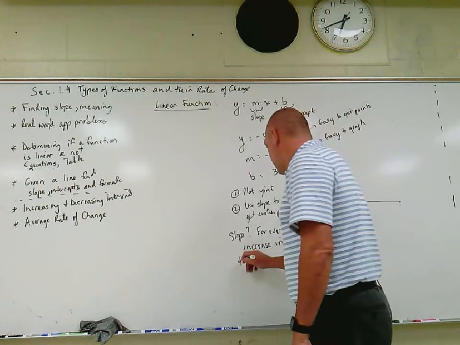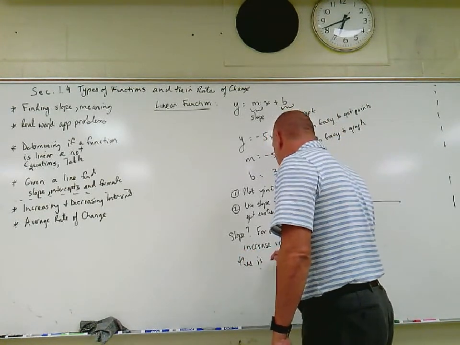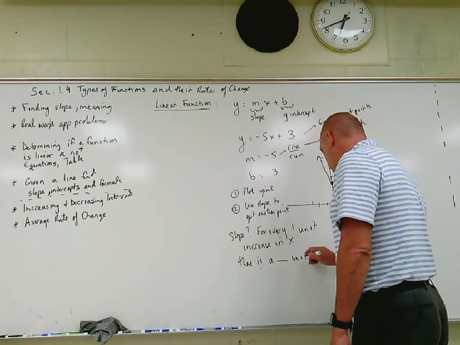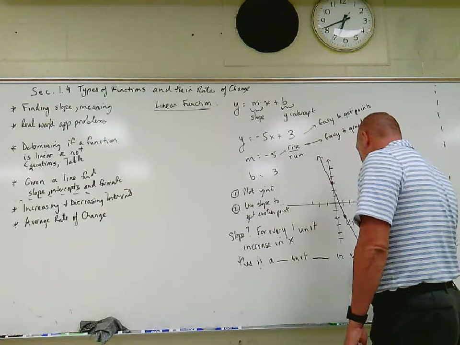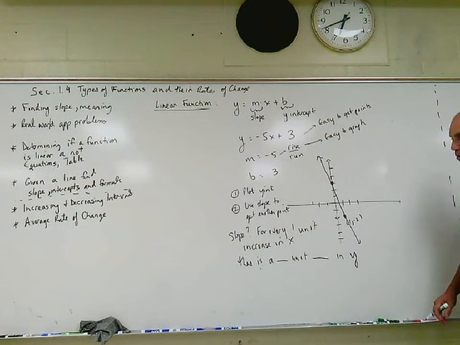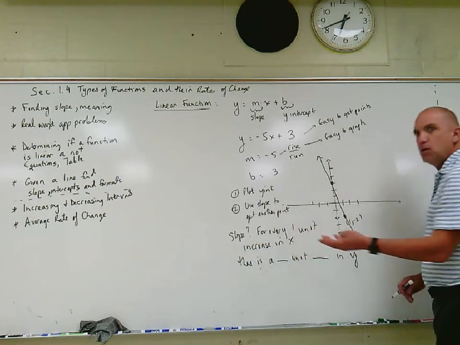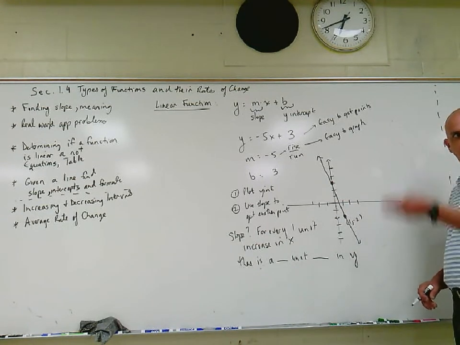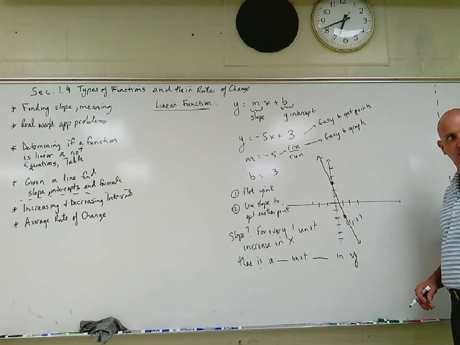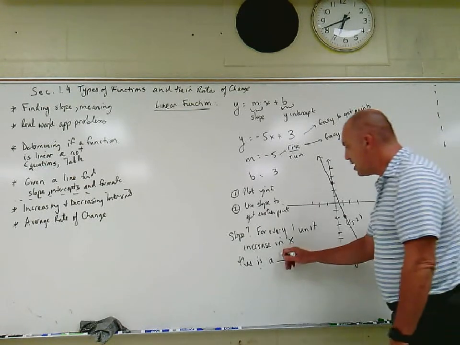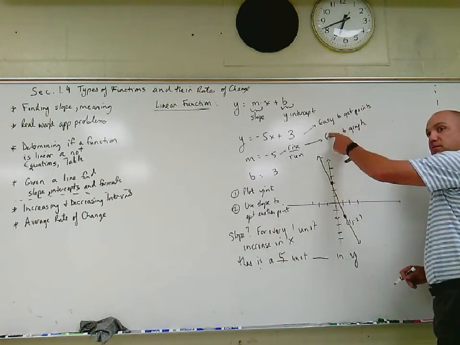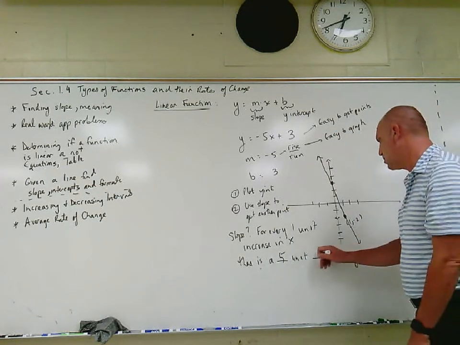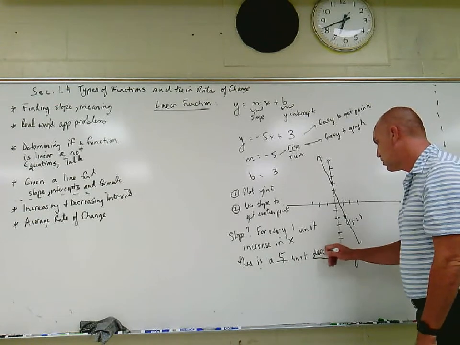There is a blank unit blank in Y. So, by how many units does Y change? If we move 1 in X, how many units did the Y change? By 5. Now, did Y increase or did we decrease? Decrease. So there is a 5-unit decrease in Y.